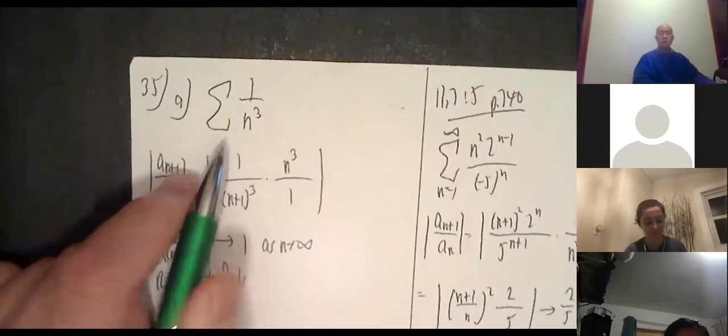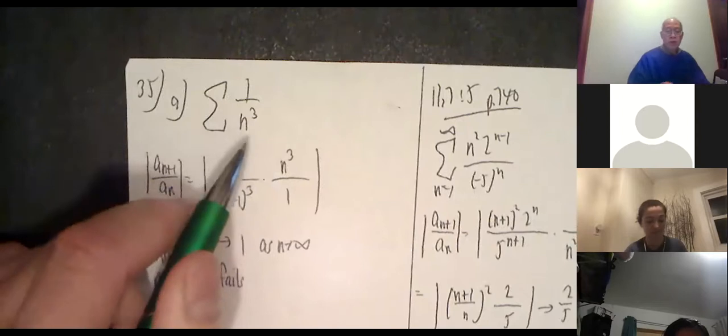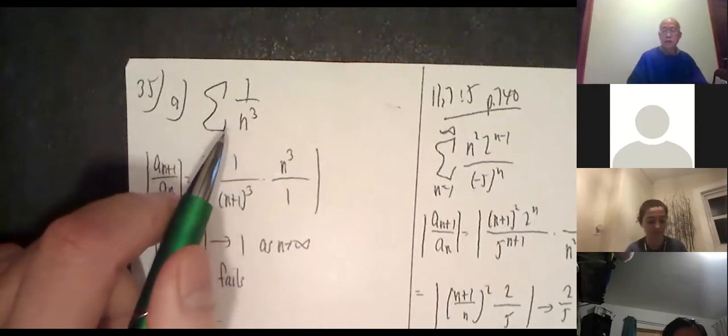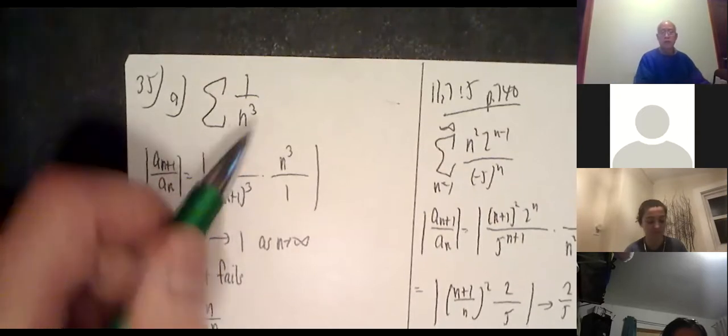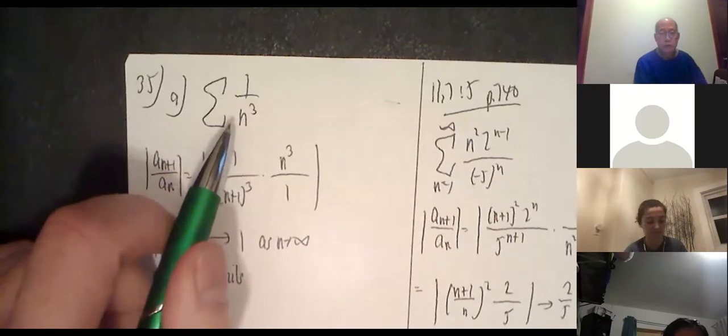Okay, summation of 1 over n cubed. Now, we already know that this series converges. It's a convergent P series. But that's not what the question asked for. It asks, what happens if I do the ratio test?